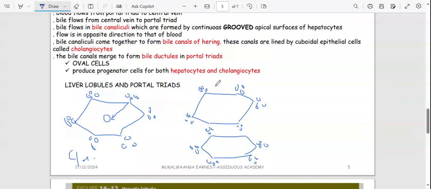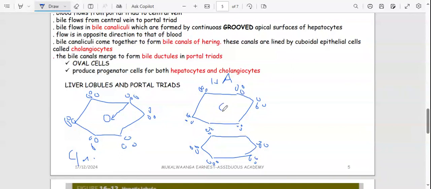The hepatic acinus, I'm just going to call it HA. The hepatic acinus is concerned with the movement of nutrients and oxygen. This one is divided into what we call zones.